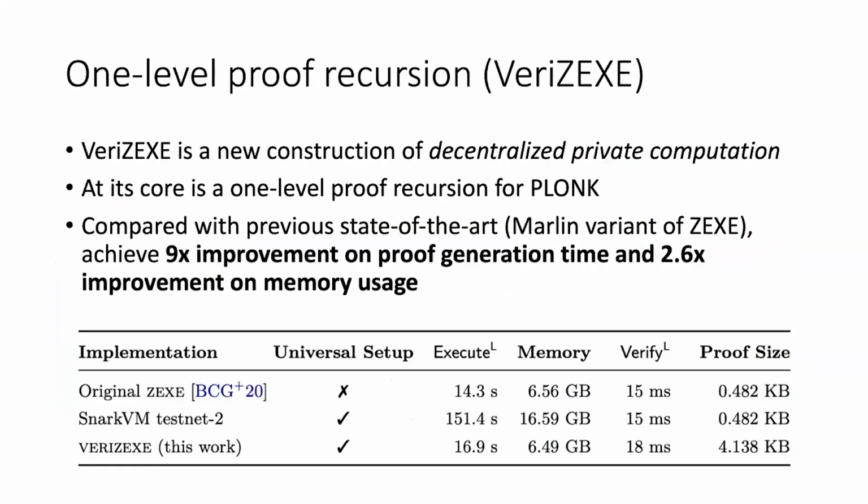So we have a protocol for one-level proof recursion called a16z. More generally, it's a new construction of decentralized private computation. And at its core it's a one-level proof recursion for Plonk. And it achieves a pretty impressive improvement, not necessarily a theoretical improvement, but in terms of practical engineering, a 9x improvement on proof generation time, and a 2.x improvement on memory usage. And this is a paper that will appear in Usenix this year.